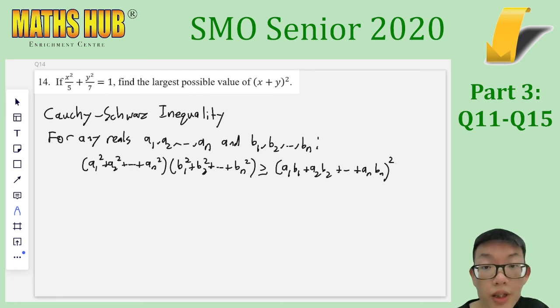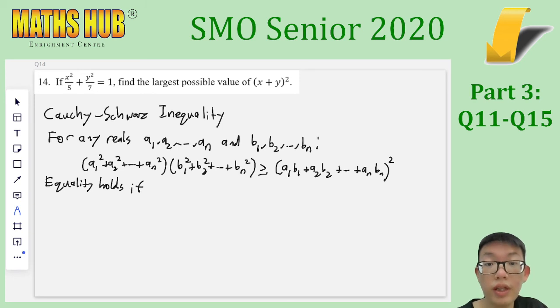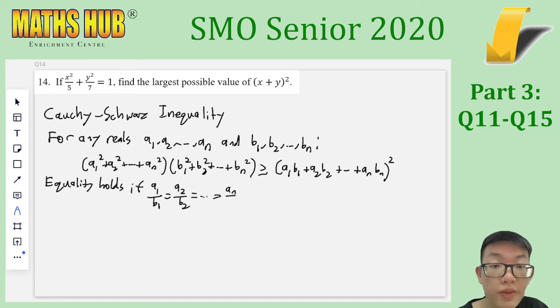And equality holds if a1 over b1 equals a2 over b2 and so on until an over bn are all equal to some constant. So I should say if and only if, meaning that this is the only time when both sides of this inequality will be equal.